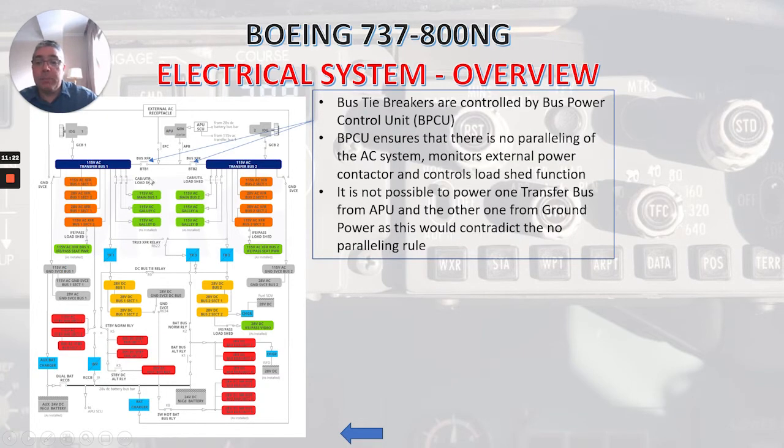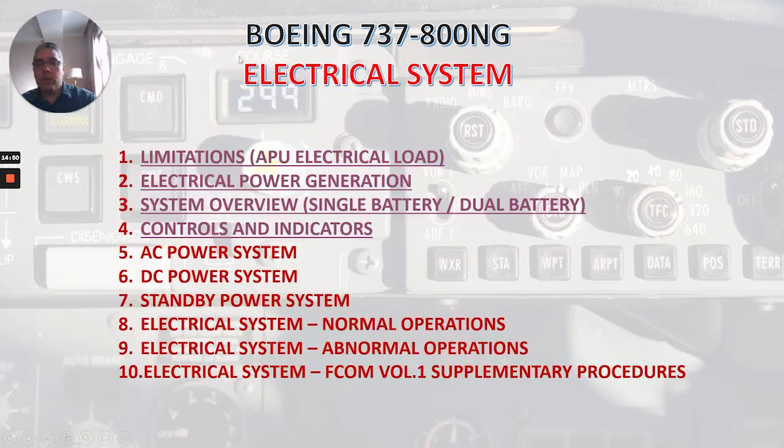Now let's talk about the BTB, or bus tie breakers. And you can see them here. They are controlled by the Bus Power Control Unit, or BPCU. The BPCU ensures that there is no paralleling of the AC system, monitors the external power contactor, and controls the load shed function. It is not possible to power one transfer bus from the APU and the other one from the ground power, as this would contradict the no paralleling rule.